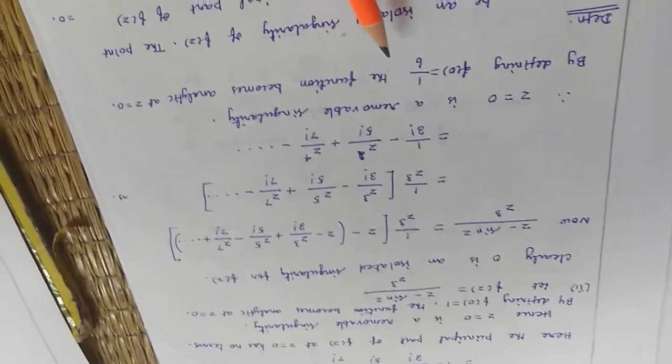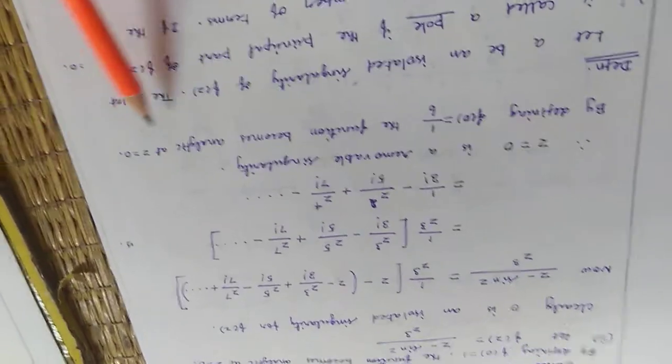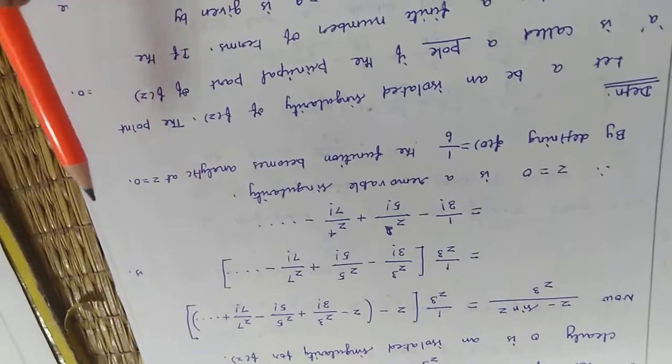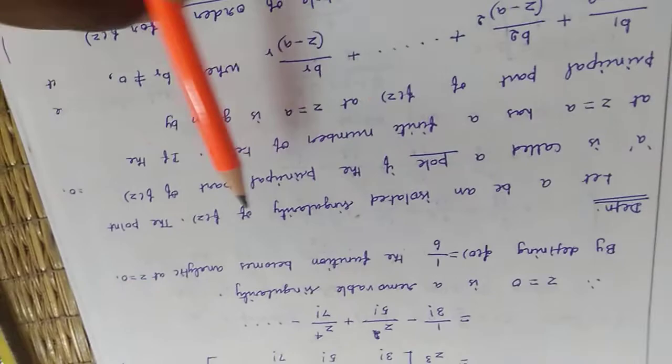Suppose if f of 0 equals 1 by 6, then the function becomes analytic at z equal to 0. And the second one is a pole, which is an isolated singularity.